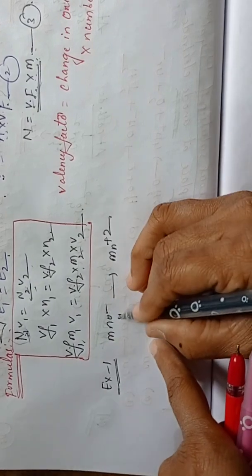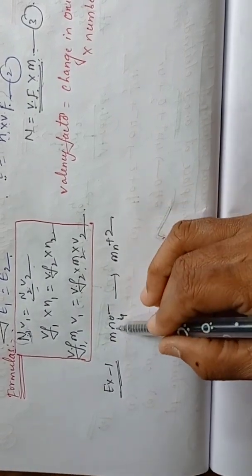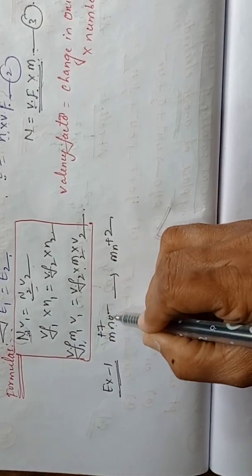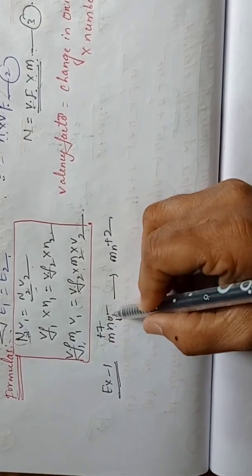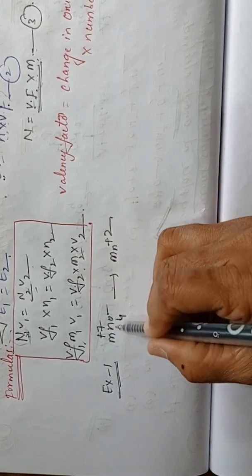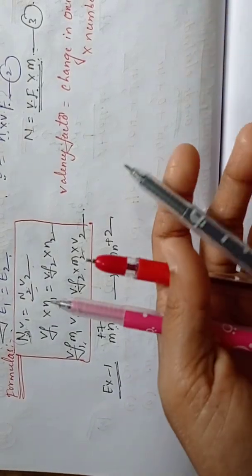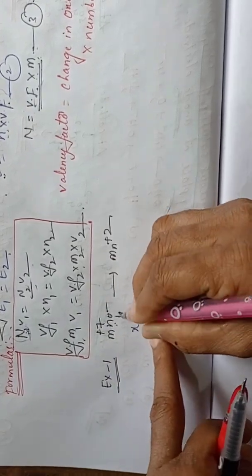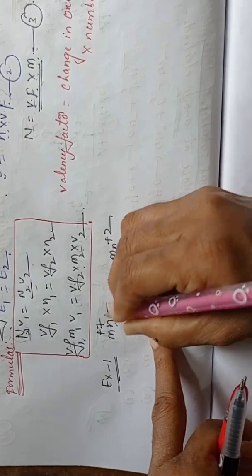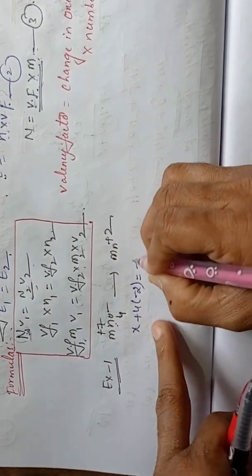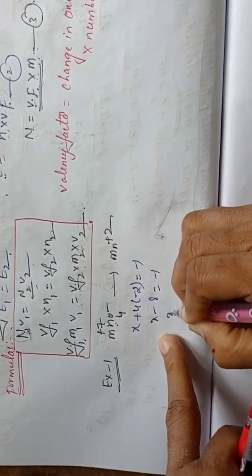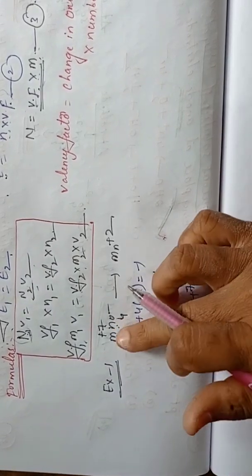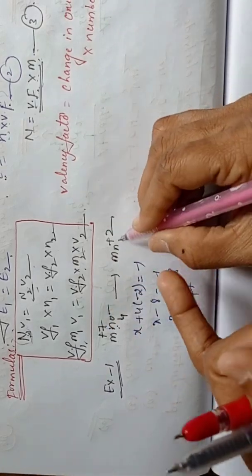Here, for manganese, how much is the oxidation number? It is +7. Oxygen is always showing -2. So the manganese oxidation number is +7. If you want, you can calculate it. Manganese is unknown, I have to find it. 4 oxygens are there, 4 into -2, and the charge given is -1. So x minus 8 is equal to -1, so x is equal to +7, students.